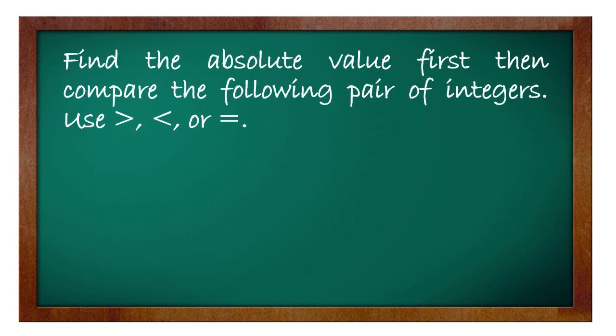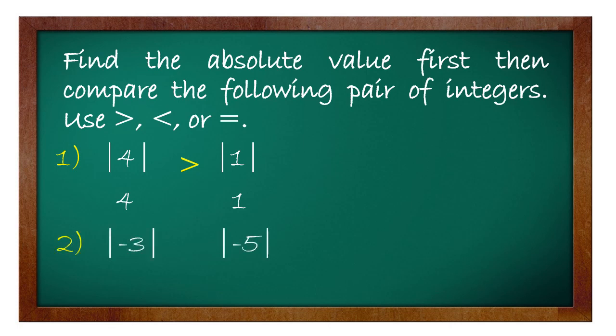Next, find the absolute value first, then compare the following pair of integers. Use the greater than, less than, or equal sign. So, compare lang natin yung dalawa, pero bago natin i-compare, kunin muna natin yung absolute value. Okay, number 1. Absolute value of 4, compare with absolute value of 1. So, kunin mo muna, absolute value of 4 is 4, absolute value of 1 is 1. So, 4, compare with 1, mas malaki ang 4, that means greater than.